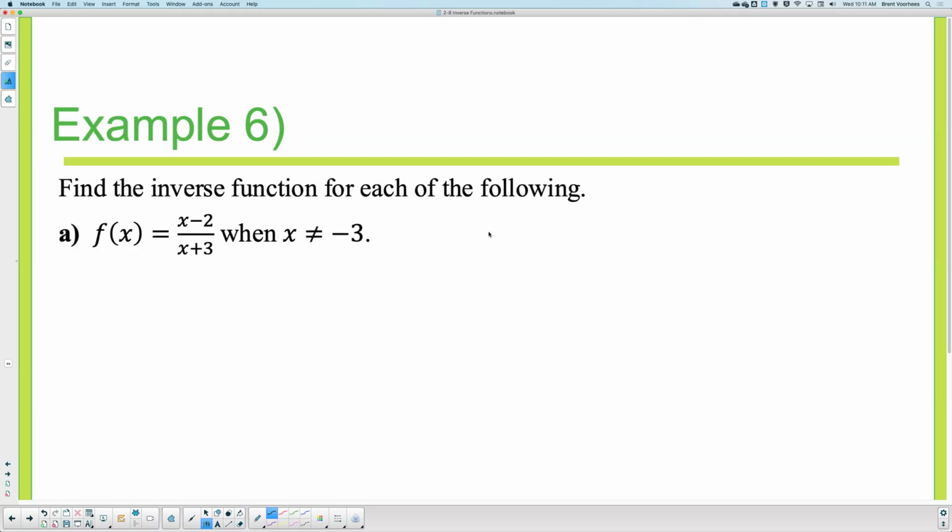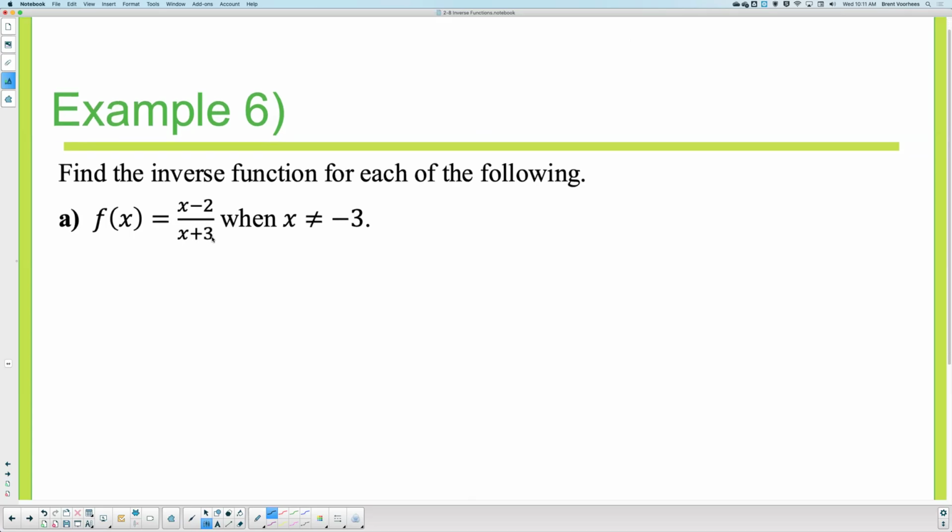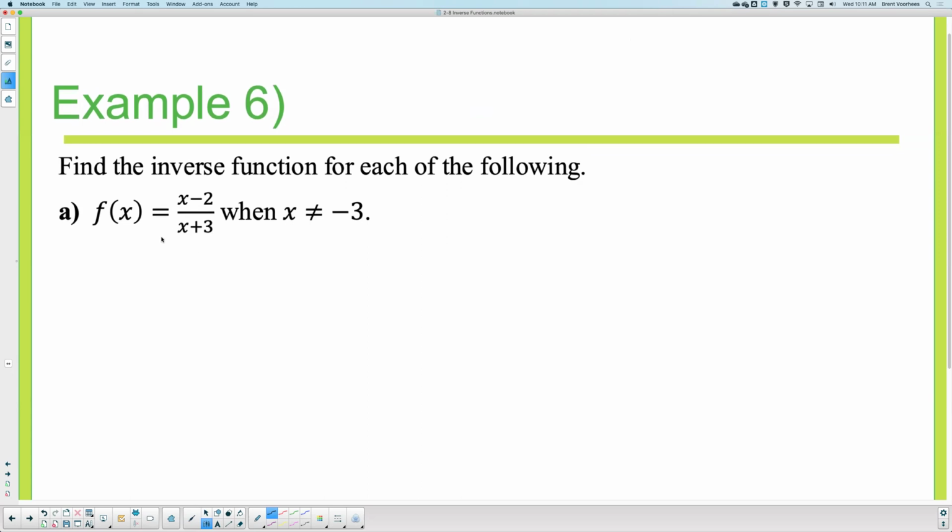All right, example 6. Now let's start talking about some harder ones, some rational functions. Rational is when you have polynomial divided by polynomial. This is where it can get a little tricky. I'm going to give you a couple of these to look at here. So let's just assume that the function will exist. And let's go through and solve this. Now remember, y is the same thing as f of x.